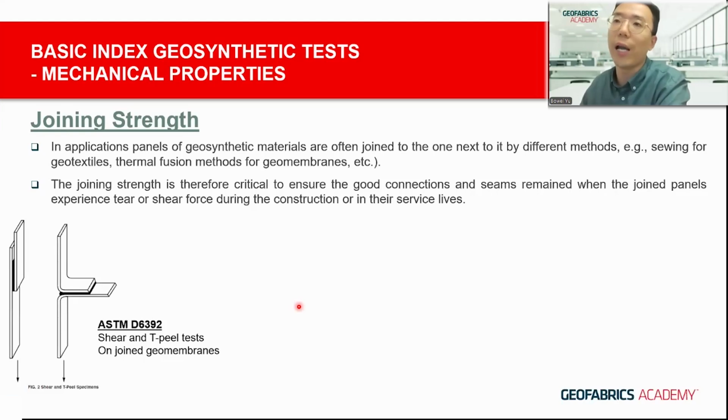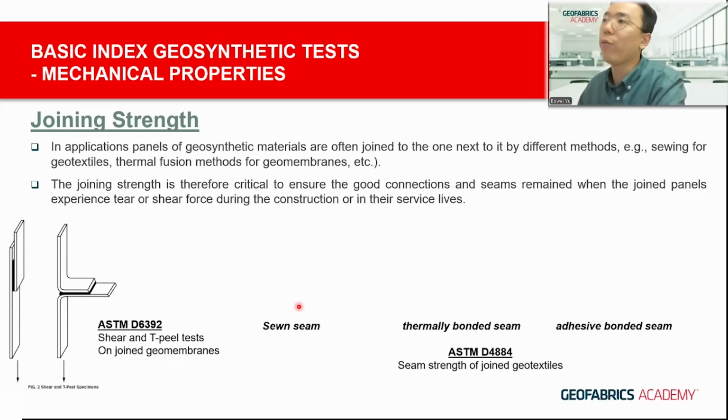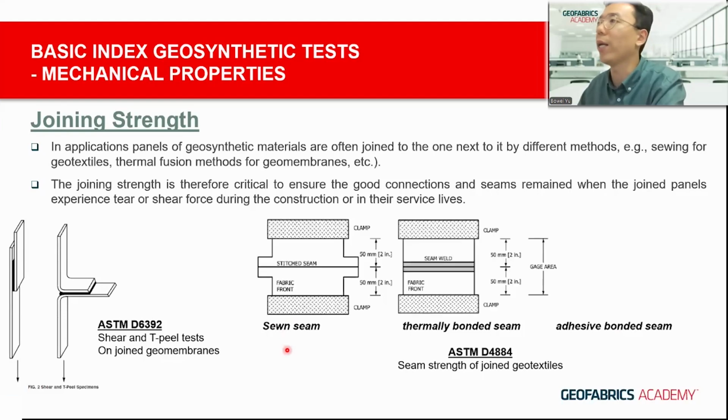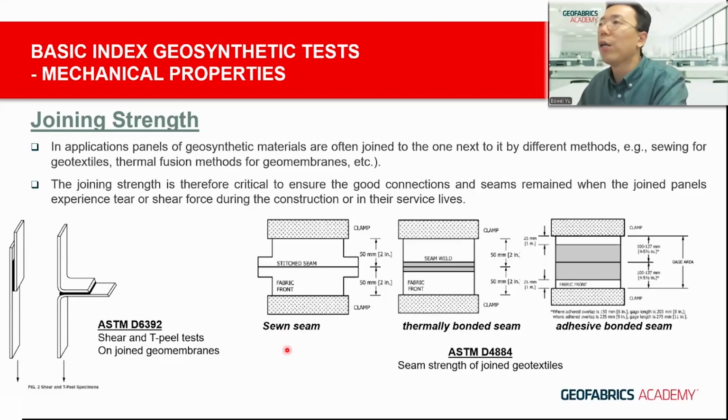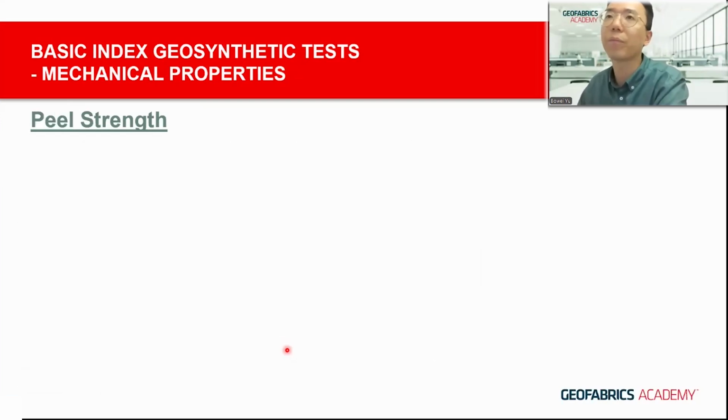An example here is the ASTM D6392, which tests the shear and peel strengths of the joined geomembranes. And for the geotextile seams, because we have different ways of doing the seams, such as sewn, thermally bonded, and using adhesive, they actually use different sizes or shapes of samples to carry out the test. So it's really important to make sure that the correct sample shape or correct type of test is being requested in the lab and carried out at the same time.